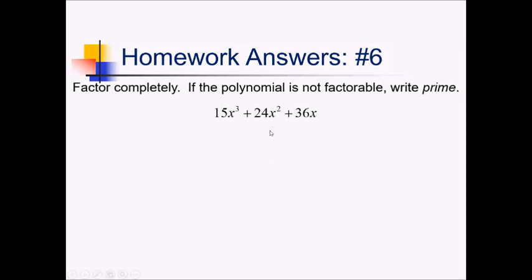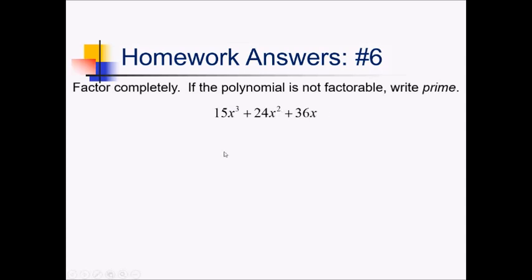For this problem, we have to factor this as far as it'll go. So we're going to be taking out a common factor. First, we look if there are common factors. Looking at the numbers, 15, 24, and 36, those are all multiples of 3, so we can take out a 3. And for the variables, we have x's in all of these terms, and the lowest exponent is x. So that's the biggest thing that we can take out, an x to the first.